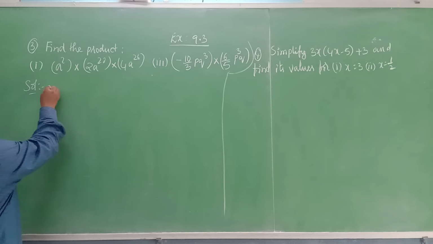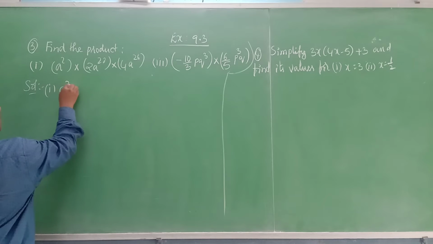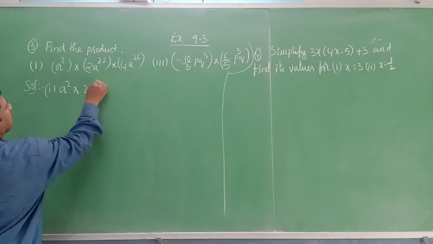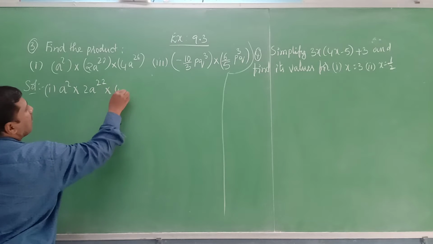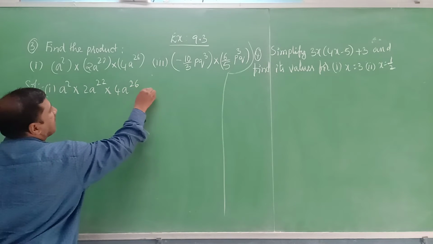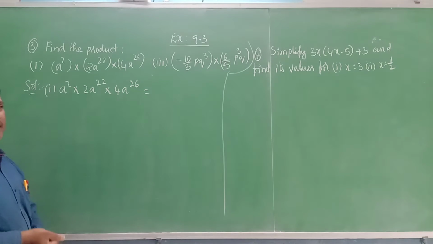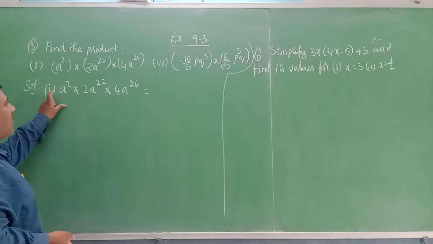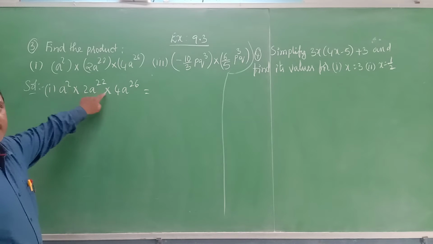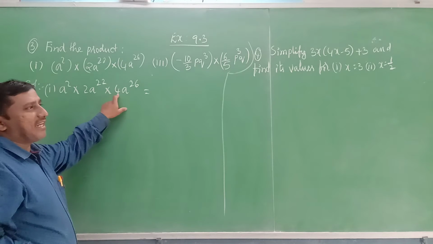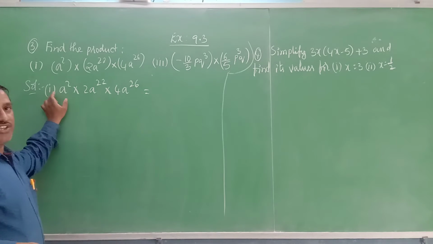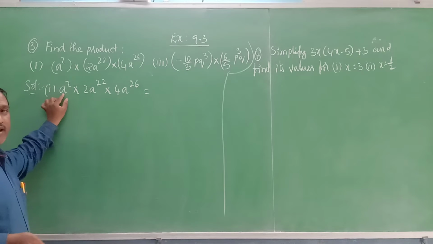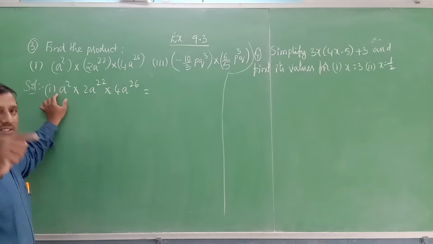Now the first question here is a square into 2a to the power of 22 into 4a to the power of 26. So multiply the first arithmetic signs, all are positive, plus into plus, plus into plus. Then multiply the constants, that is coefficients. Here the coefficient of a square, that is no coefficient, means 1.